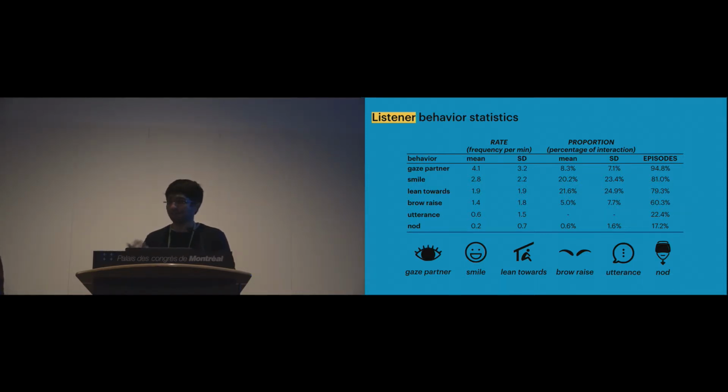As adults, we usually look at each other and we nod and tell each other that we're understanding. I see people in the audience are still nodding, so we're all adults. But in the interactions, only in 17.2% of the interactions were nods even seen, and even when they were seen, they weren't very frequent.